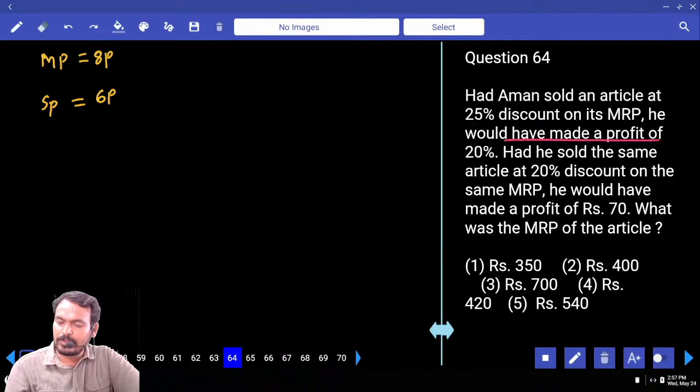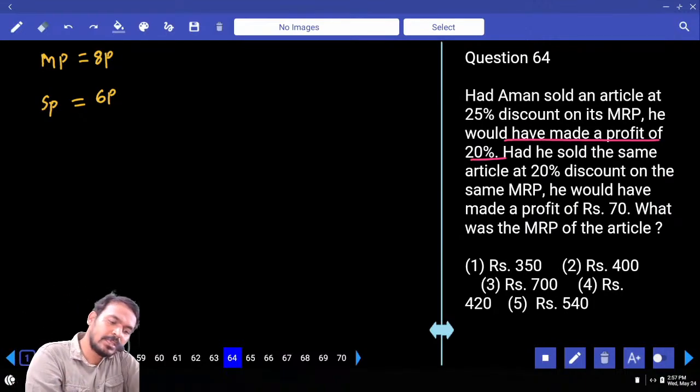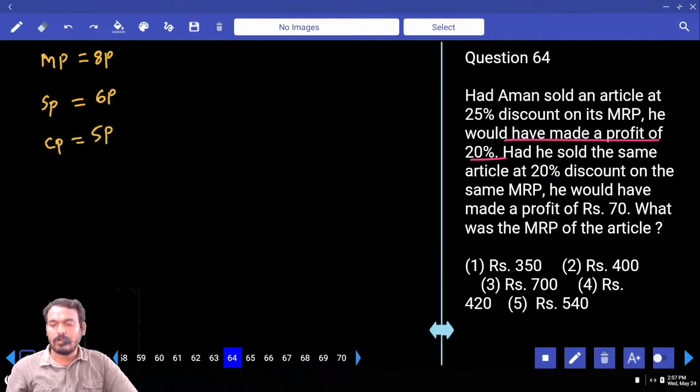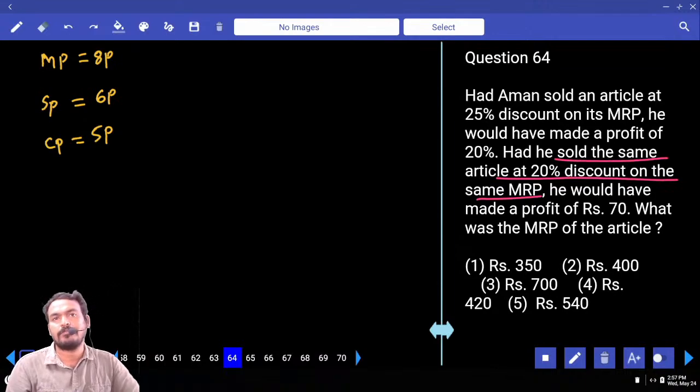You would have made a profit of how much? 20%. 20% profit means selling price 120, cost price 100%. 120% means 6 parts. 100% means 5 parts. Means selling price is 6 parts, cost price is 5 parts. Okay. Next, he sold the same article at 20% discount on the same market price or different price?